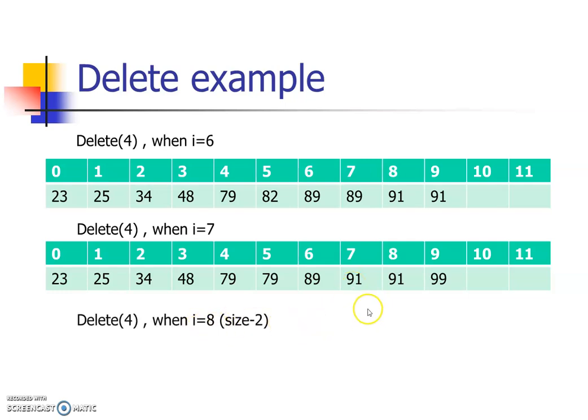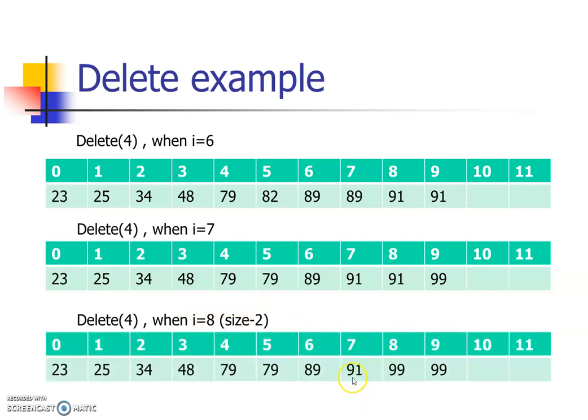And then when i equals 8, that's exactly when size minus 2 happens, because originally size is 10. When i equals 8, which is size minus 2, we know that is going to be our last operation that we need to do. So we put 99 back over here. This can be the end of it, because after this operation, we will do size minus minus. So the size will become 9, indicating index of 8 is going to be the last location already.